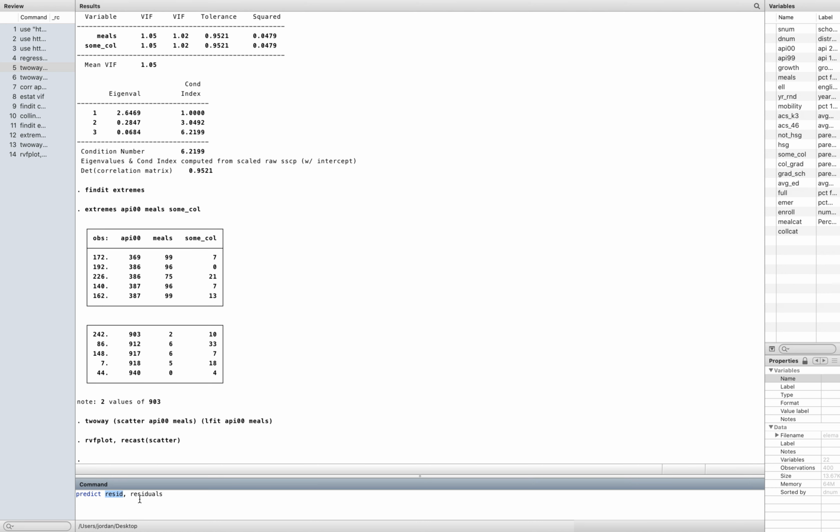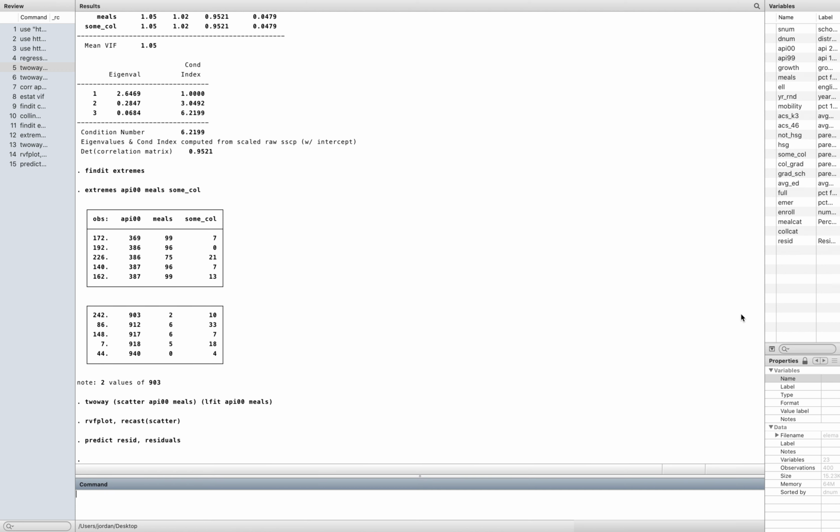You can name it whatever you want. Just know that you're talking about the residuals or the error at this point. So predict, I call it resid, comma, and then here you actually got to put residuals. So this tells Stata you want it to create the residuals, and then you hit enter, and now you see the residuals have appeared over in this column.